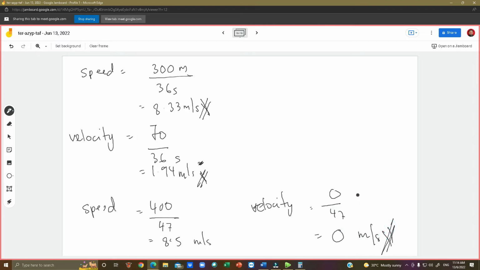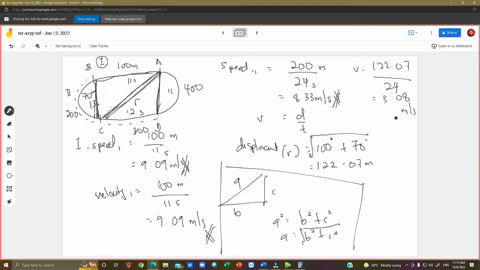This is speed and velocity. You are going to notice that the speed and velocity keep on changing accordingly. Because when we talk about speed, it is the actual distance divided by the time taken. But when we talk about velocity, it is the displacement. So we have to find the displacement, the shortest straight pathway from start to end, and divide it with the time, and then you are going to get the velocity.